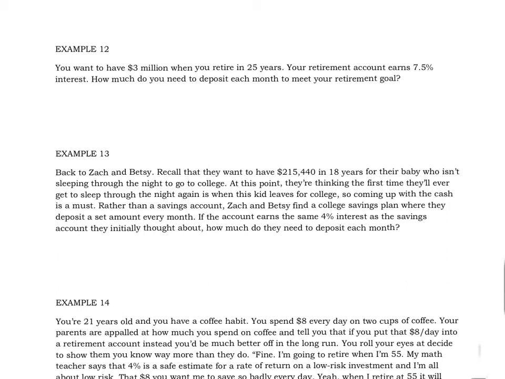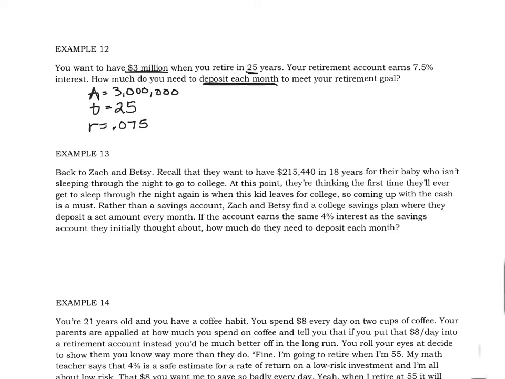Finance example 12. You want to have $3 million when you retire in 25 years. That is not what you're depositing. That is what you want. And it looks like our time is going to be 25. Your retirement account earns 7.5% interest. How much do you need to deposit each month?